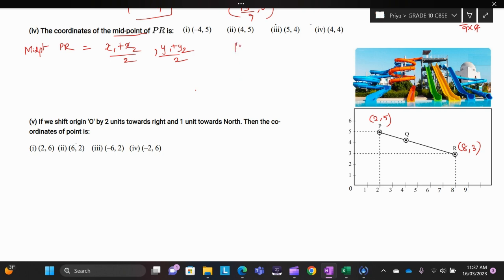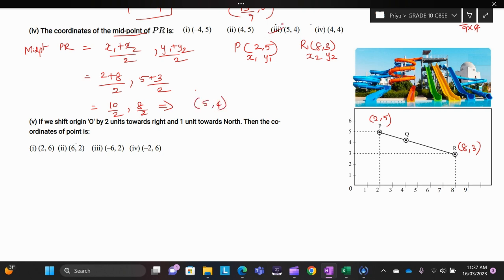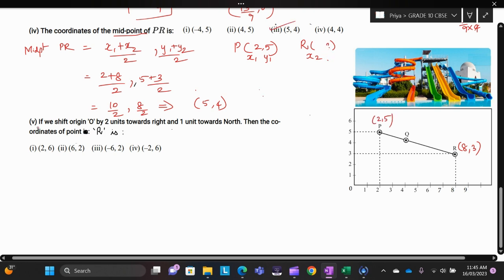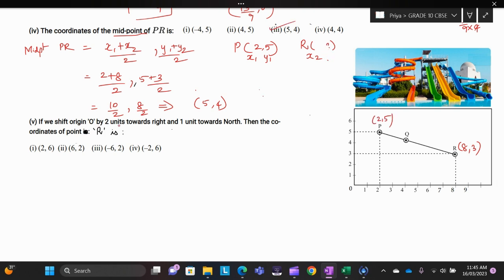So apply this formula. I know the coordinates of P is (2, 5), and the coordinates of R is (8, 3). So mark it as x1 y1, x2 y2. Apply it in the formula, substitute the values: (2 plus 8) by 2, comma (5 plus 3) by 2, which is going to be 10 by 2, comma 8 by 2, which is (5, 4). The option is 3.